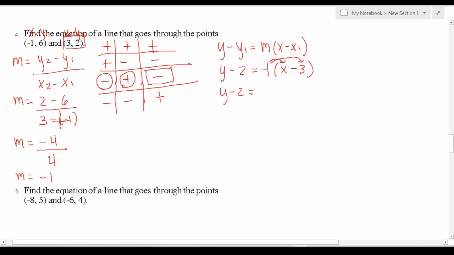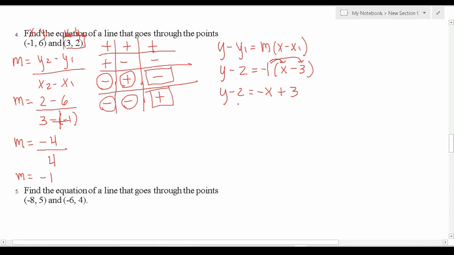Y minus 2 equals negative 1 times x is negative x. Negative 1 times negative 3 is going to be positive 3. And in case we need to see that, let's take a look. We have negative times a negative, negative times a negative. We know the product is going to be positive. Okay, so the signs chart is useful to know.